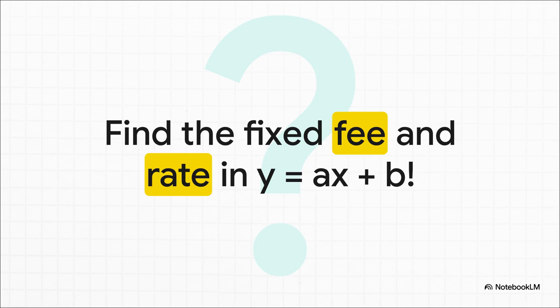Well, think about the difference between the two plans. An increase of 10 gigabytes results in a cost increase of 200 rupees. Therefore, each single GB, which is our A or our rate, has to be 20 rupees. If 10 gigabytes costs 200 rupees, the remaining 150 rupees of that 350 rupee bill absolutely must be the fixed fee, our B. To recap, steady, predictable changes over time or usage, that's your linear growth and decay.